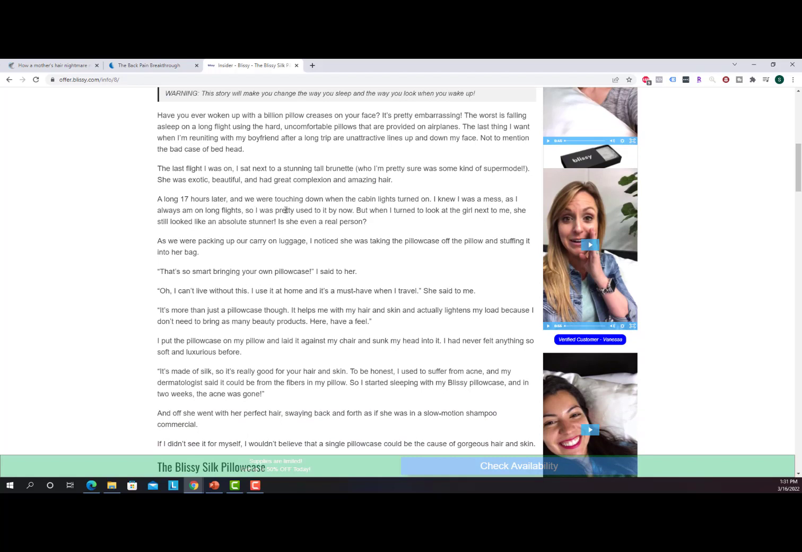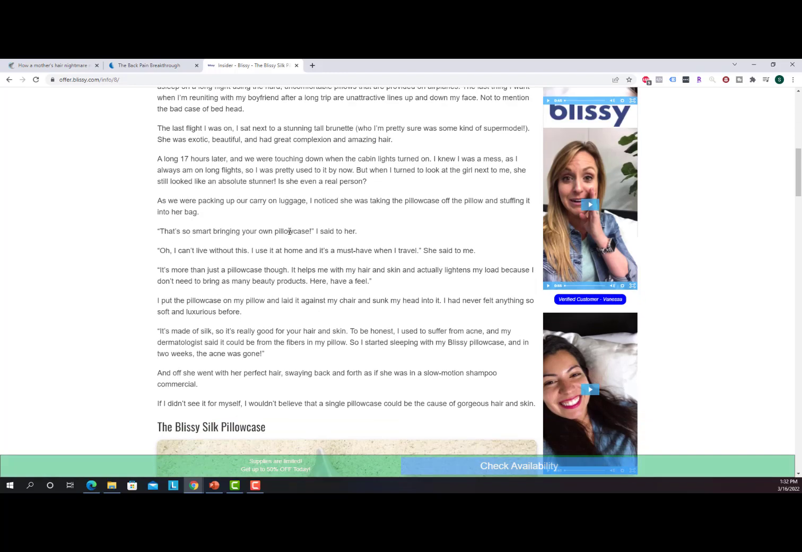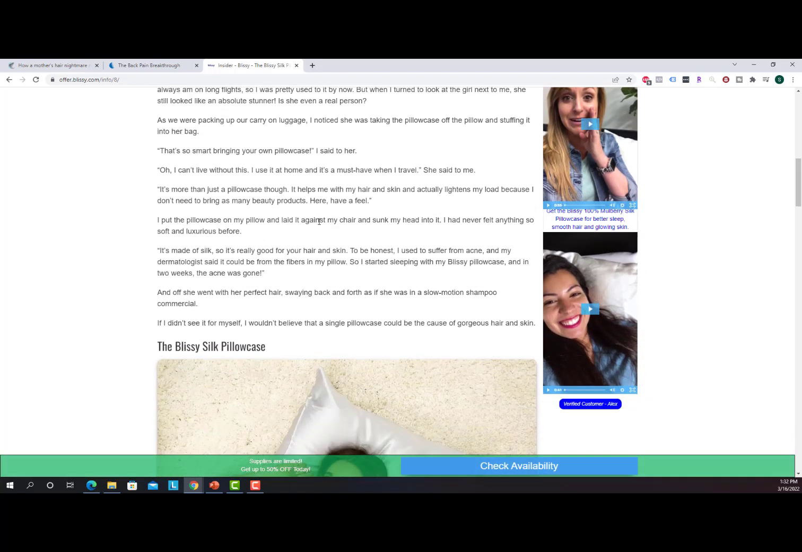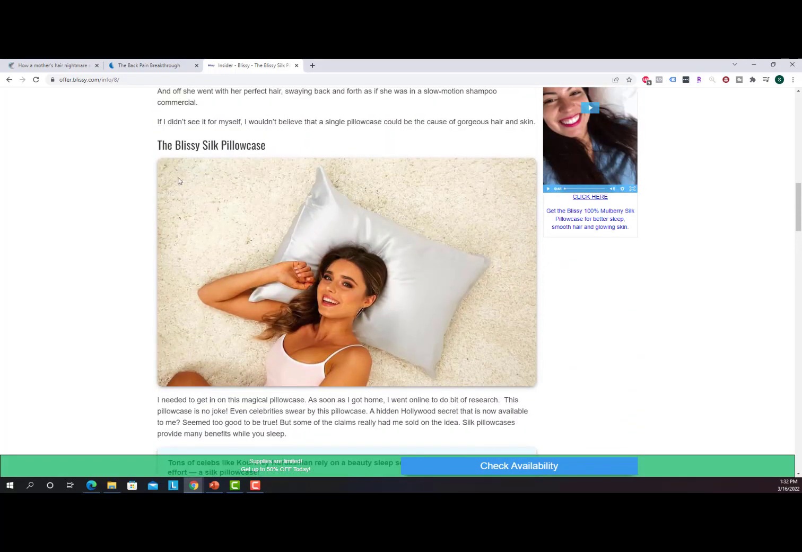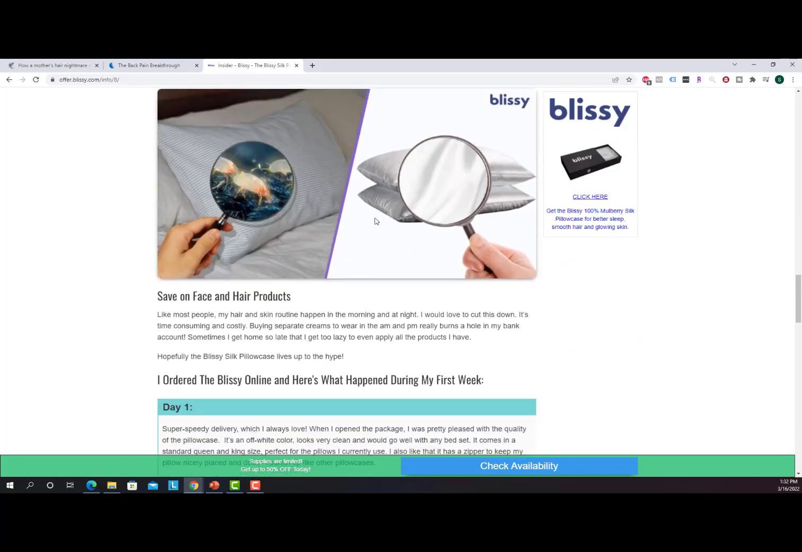A long 17 hours later, and we were touching down when the cabin lights went on. I knew I was a mess, as I always am on long flights, so I was pretty used to it by now. But when I turned to look at the girl next to me, she still looked like an absolute stunner. Is she even a real person? That's so smart, bringing your own pillowcase. And then, she's obviously using this silk pillowcase for her beauty sleep, and it transitions into the pitch for the product. You describe the product.